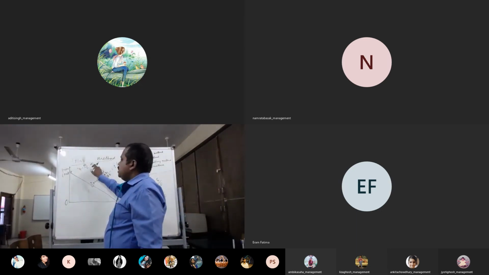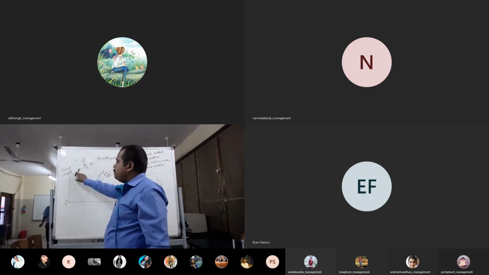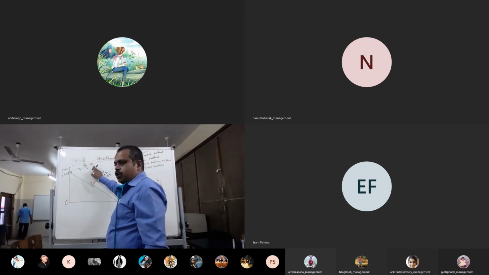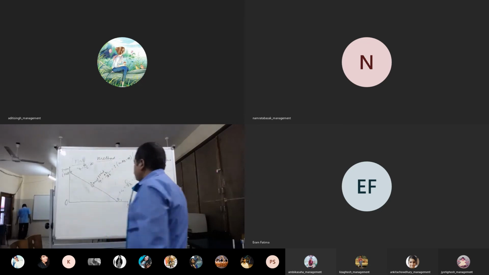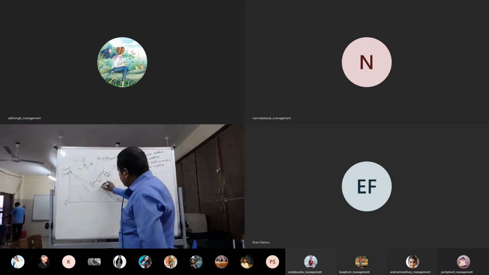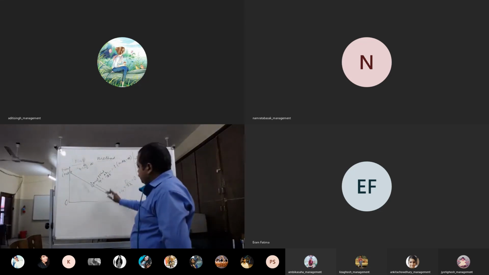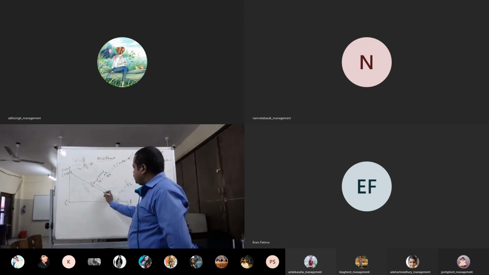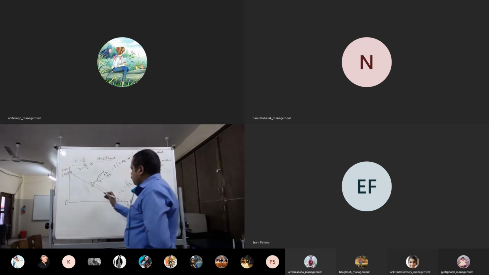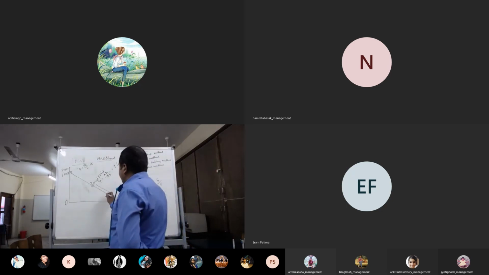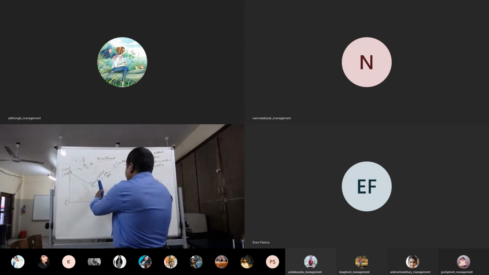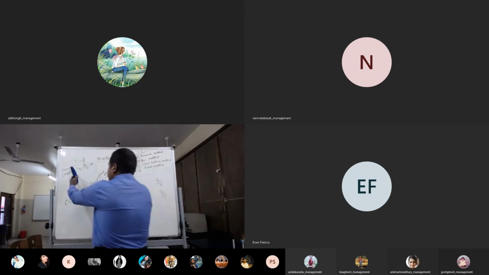At the top of the demand curve, the elasticity is infinity, undefined. Now, suppose we want to measure anywhere in this range. Suppose here is one point, like this. If you measure at this point, this is the lower part and this is the upper part.